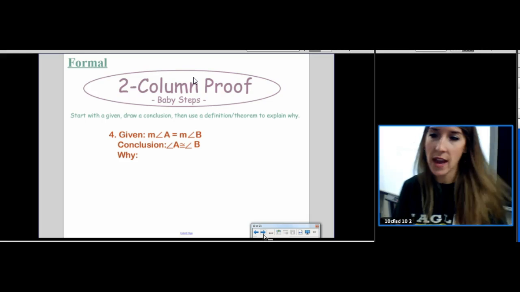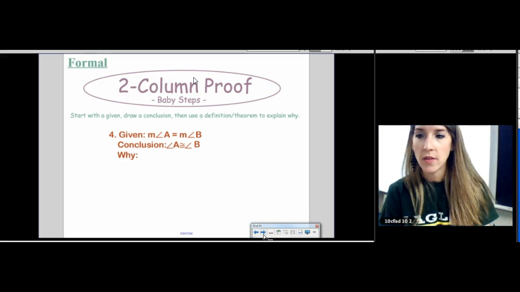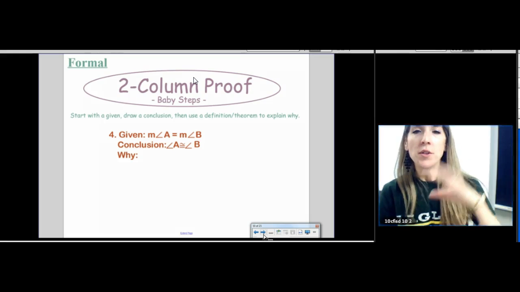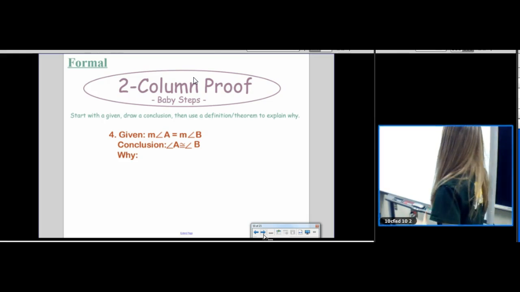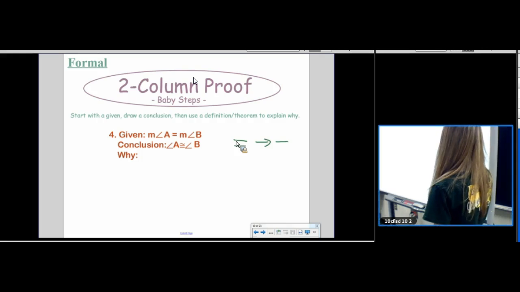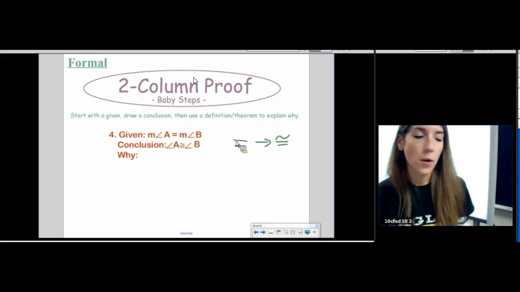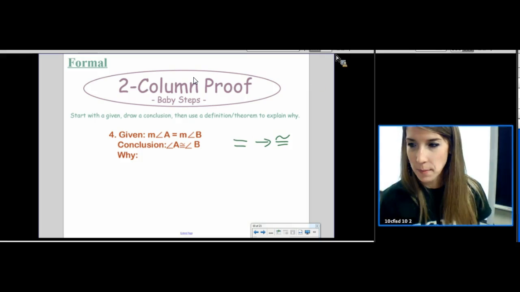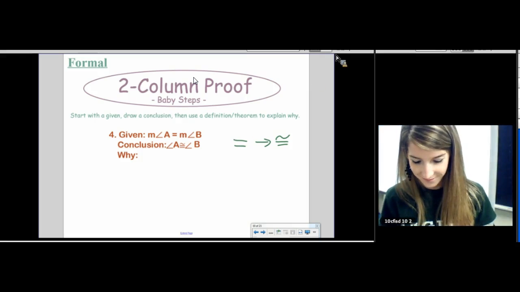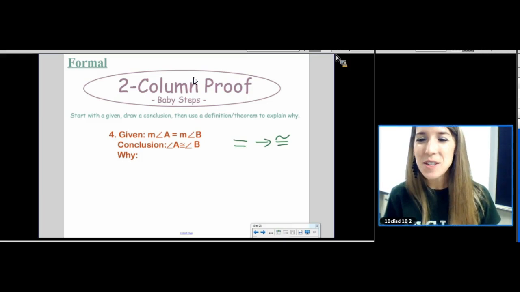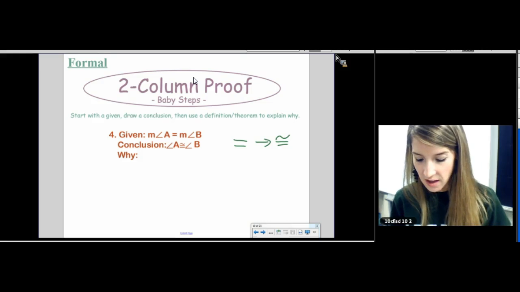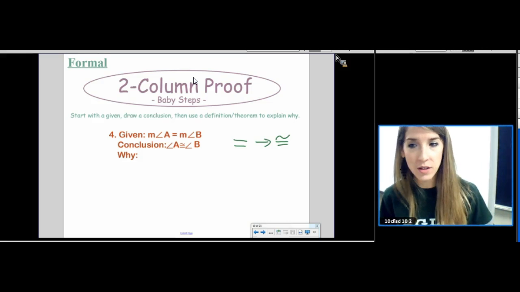Given the measure of angle A equals the measure of angle B, look, I already gave you the conclusion. Angle A is congruent to angle B. So what theorem lets us go from equal to congruent? Why are we allowed to do that? Stop typing numbers. What would you put in the y? It lets us go from equal angles to congruent angles, or congruent angles to equal angles.